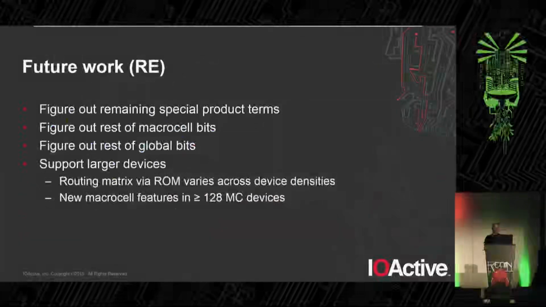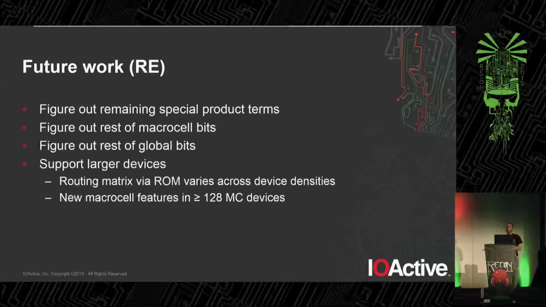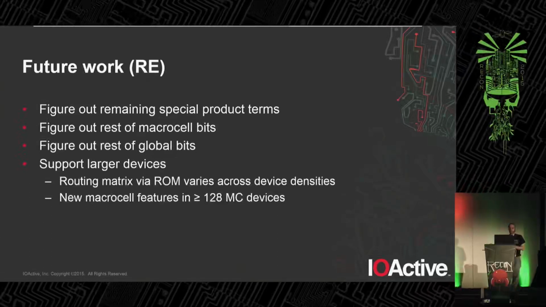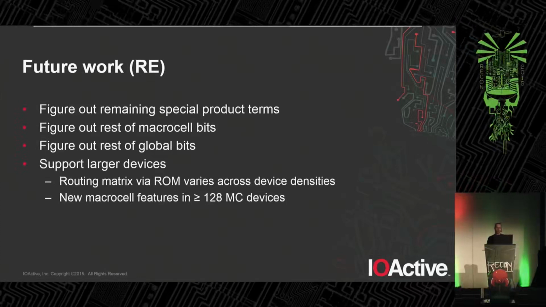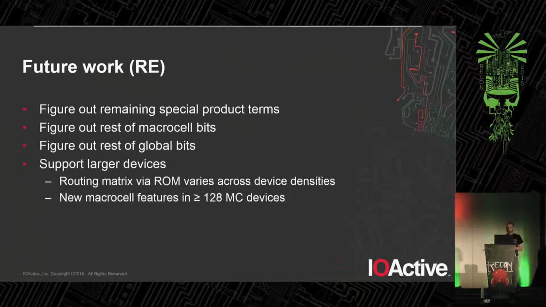So what remains as far as future work? We still have to figure out the last of the special product terms. There still are about 6 or 8 bits in each macro cell that we have not yet figured out the functionality of. There's still some more in the global devices, the global bits. And as I did mention, there is a little bit more I need to do to support larger devices.